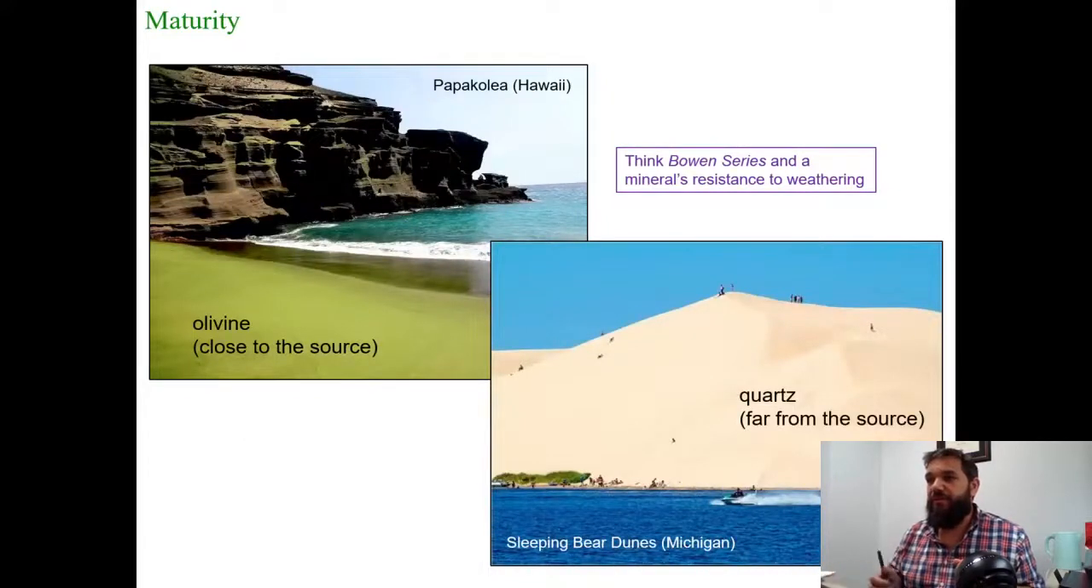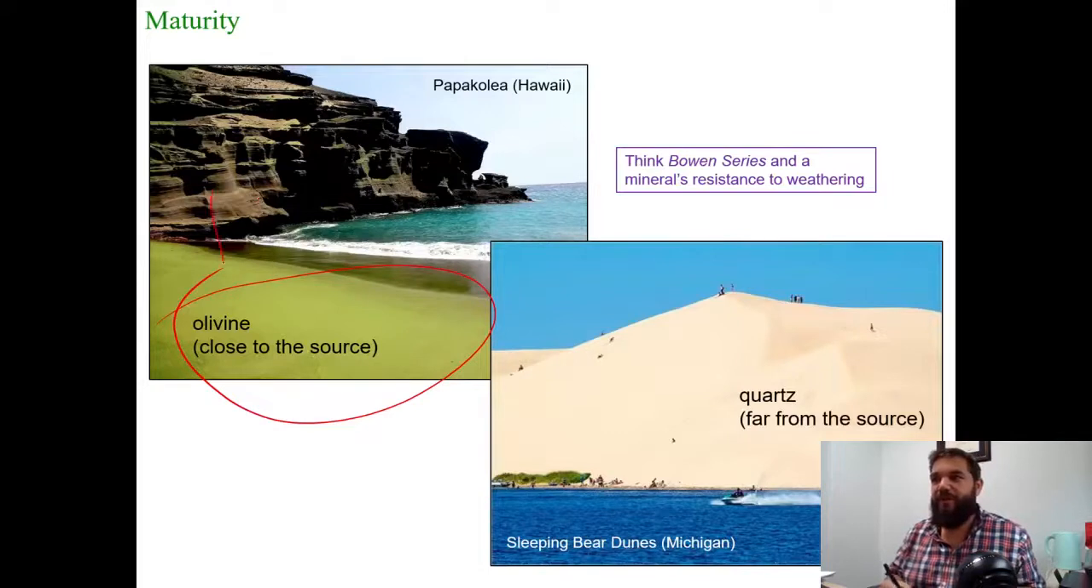So, this is a beautiful green sand beach. Ooh, isn't that neat? That's in Hawaii. And why is it green? That's weird. I'm not used to seeing green sand. It's green because of the olivine. And you might be wondering, how does that happen? Why is that so rare? Well, it's rare because olivine breaks down so fast.